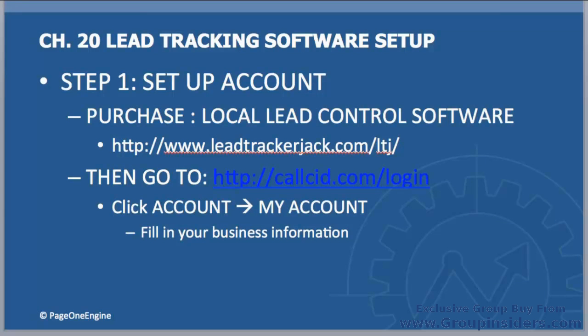The first step is you want to go out and buy the actual tracking software. So go to this URL, www.leadtrackerjack.com/LTJ, and purchase the software for about $37. And then once you sign up for the account and do all that stuff, log in at callcid.com/login. And then let me show you how you create your account.